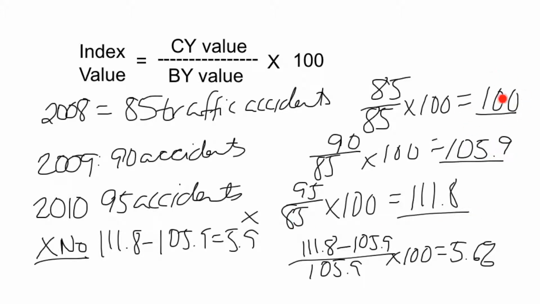And so these are the values, these 100, 105.9, 111.8. These are the index values, and these are the sorts of numbers we're talking about when we say, what is the CPI for this year? You actually look at the index value, and then you use the index values to calculate the rate of change, and that's your inflation.